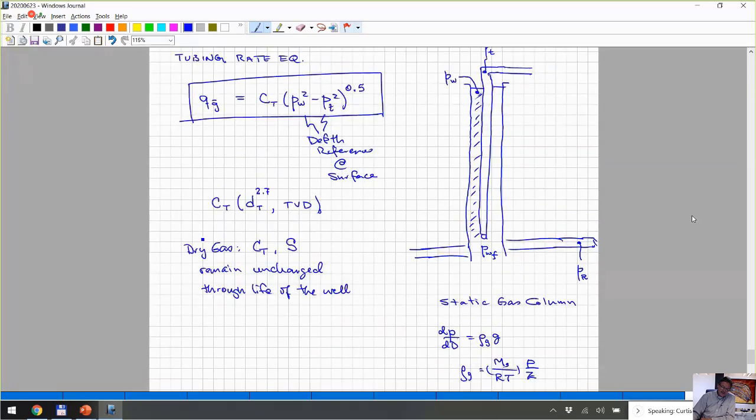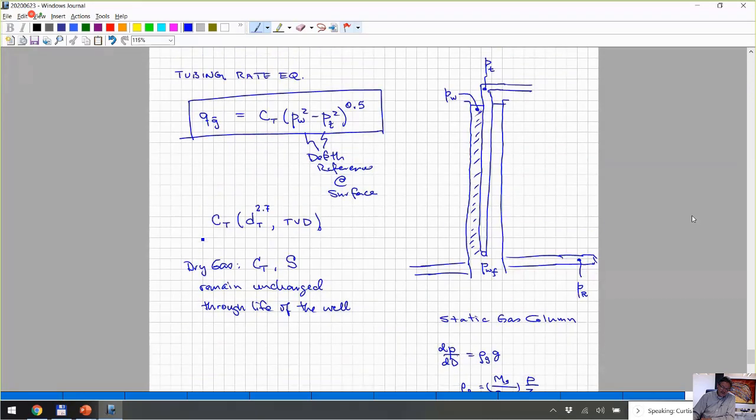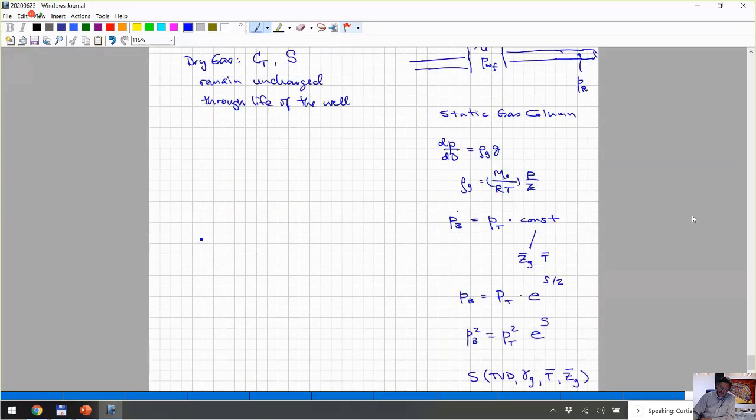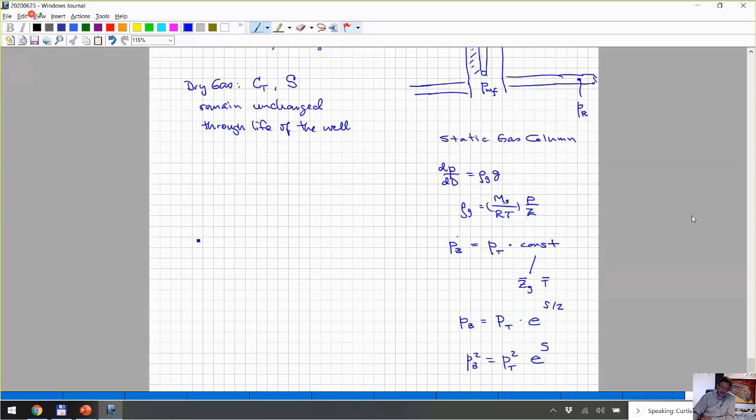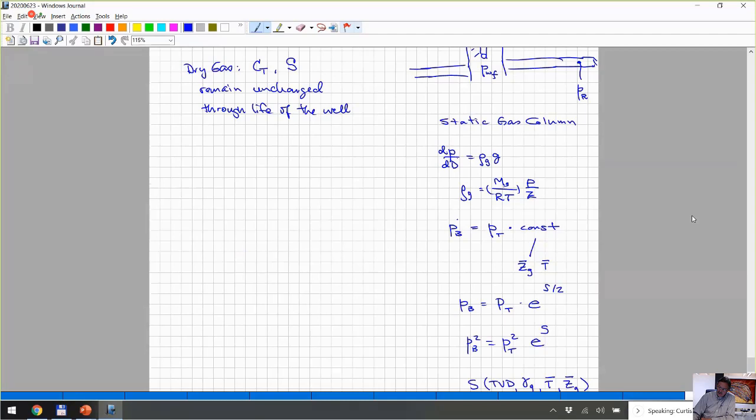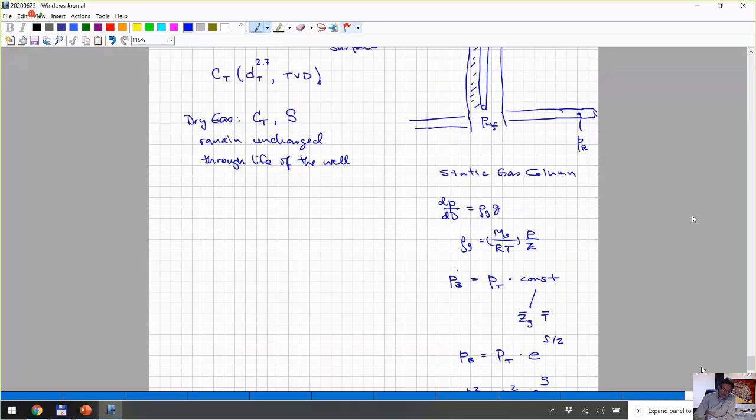Okay, so that's the rate equation for the tubing. Okay, and so for gas condensates, the changes are, we'll come back to that in the next session. Okay.